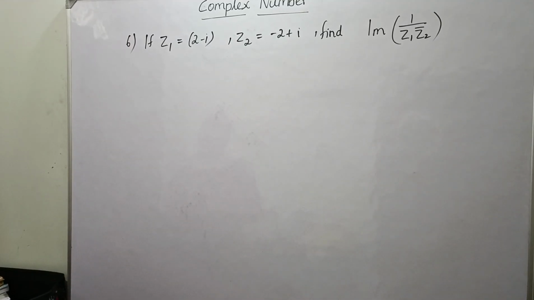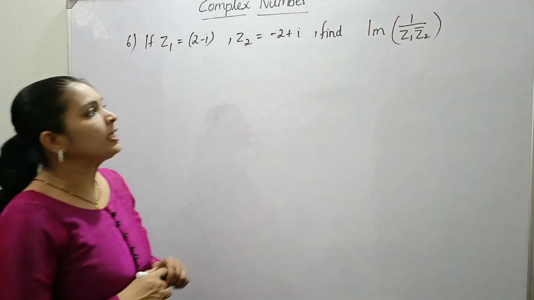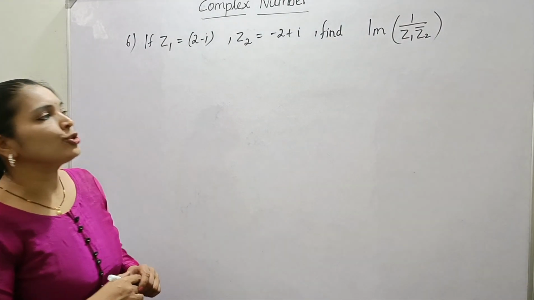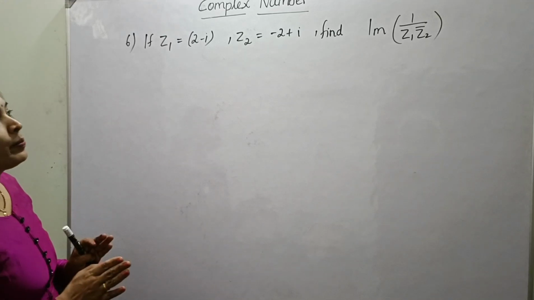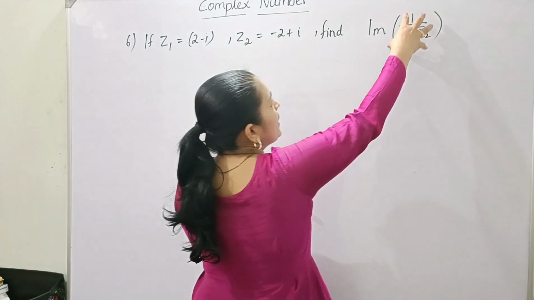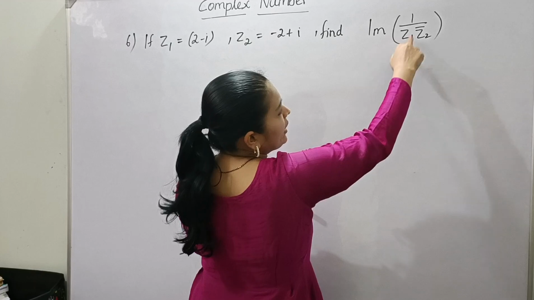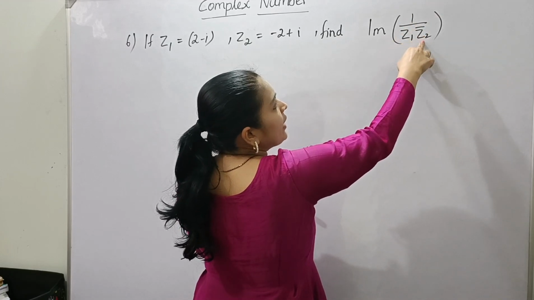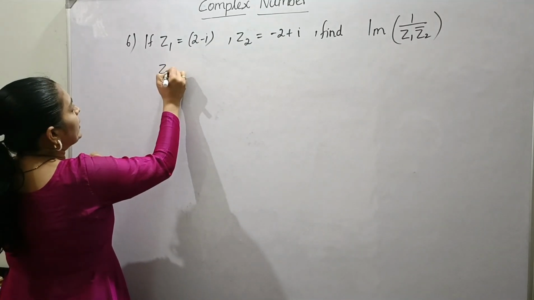See the next question. If z1 is equal to 2 minus i and z2 is equal to minus 2 plus i, find the imaginary part of 1 by z1 into z2 conjugate. So here we have to find the imaginary part of 1 by z1 into z2 conjugate. For that we have to find z1 into z2 conjugate. So before that we have to find z2 conjugate. Okay, so let us find z2 conjugate.